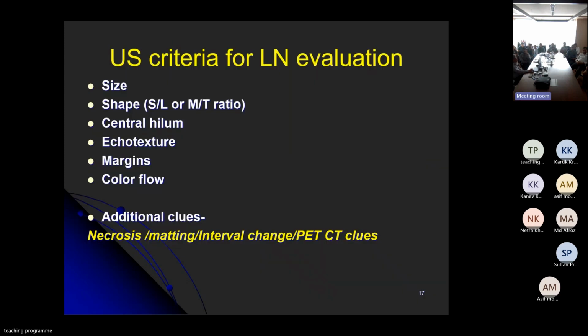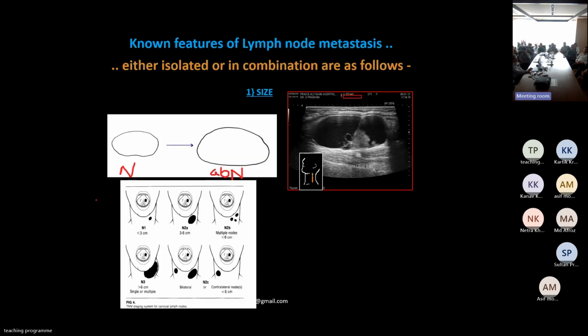What are the criteria for lymph node evaluation? I think the main criteria are size, shape, central hilum, echo texture, margins, and color flow. And we use all this in combination. But in addition, there are different clues, that is necrosis, matting, interval change when we follow up a node, and PET CT clues, which allow us to look at a particular node as a second look ultrasound. So I think we'll just go by certain features and we'll try and understand.